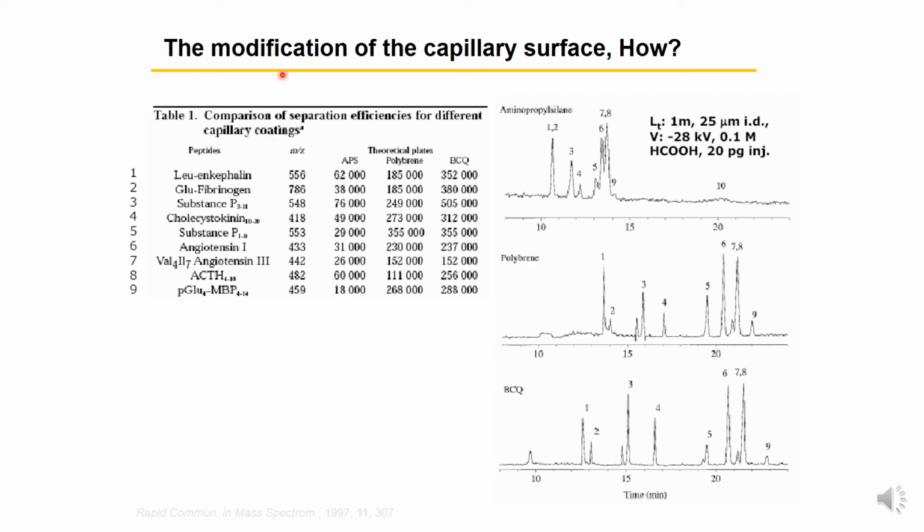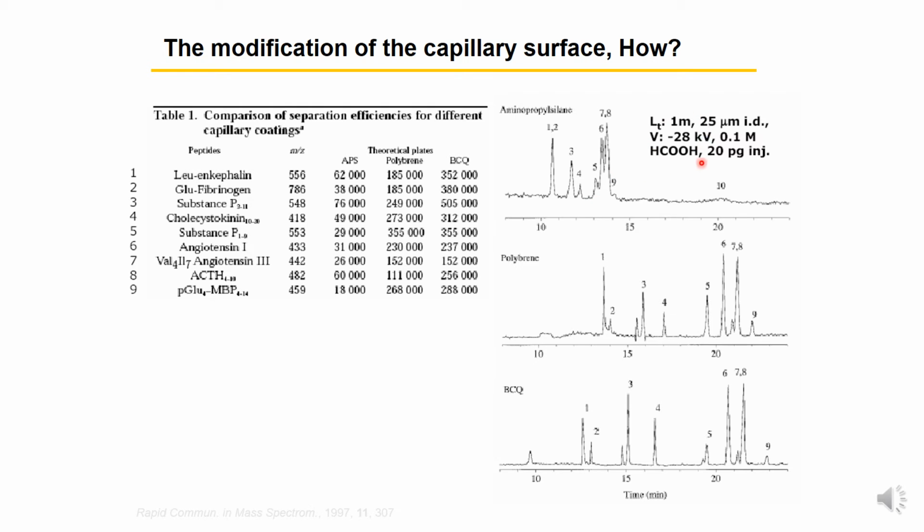So here you have an example of a separation on a positive coated capillary. We know that this is a positive coated capillary because of two things. One, the nature of the coating. See, this is aminopropylsilane, which is a positive system. The polybrene, which is positive, and the BCQ, which is also positive.